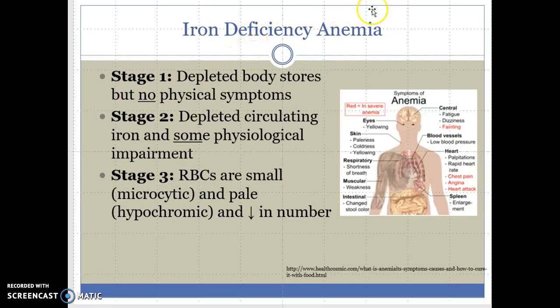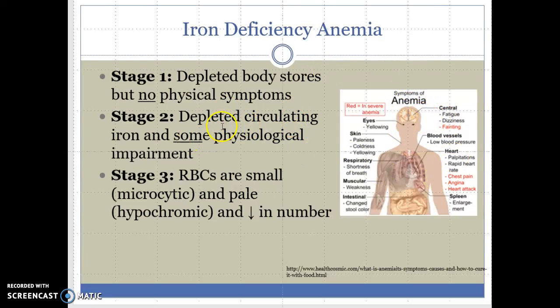So here is iron deficiency anemia. If you have too little iron, you can test your iron in your blood, and you might have different stages of anemia. So if you have not been eating much food with iron, for instance, then you might be at stage 1, where you just have a depleted store but you have no symptoms. These are the symptoms if you were to have anemia.